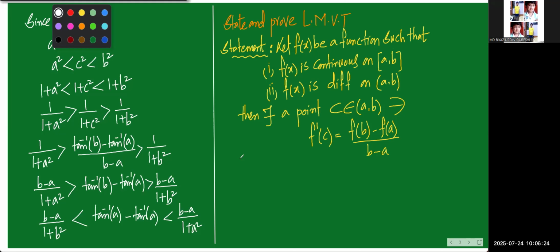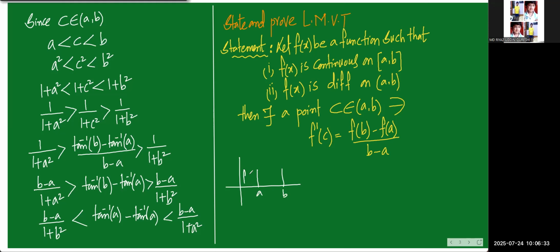अभी एक बार मैं रोल्स थ्योरम को बता देता हूँ यहाँ पर आपको रफली. f of a and f of b is equal. Here a value, here b value. So this is f of a and this is f of b. f of a and f of b is equal. f of x is continuous. f of x is differentiable. Then there exists a point c belongs to a comma b such that f dash of c is equal to 0, तो we can draw a tangent which is parallel to x axis.